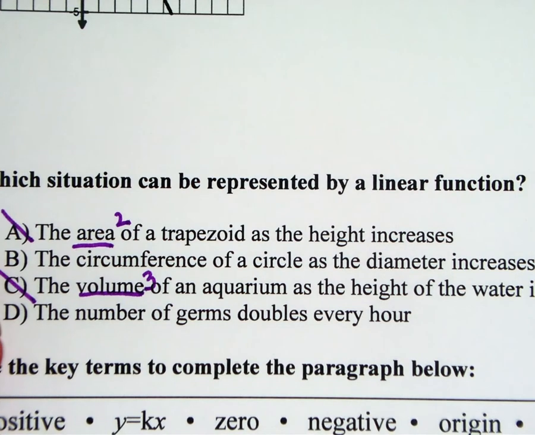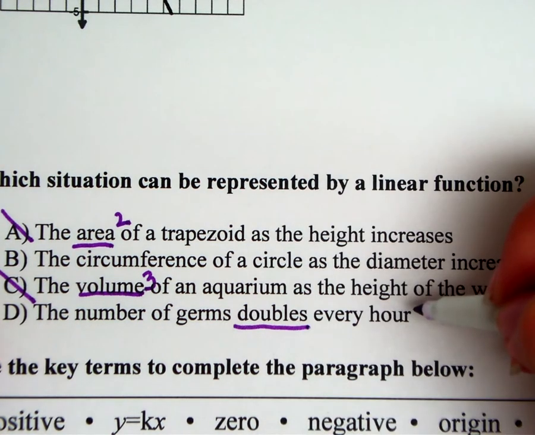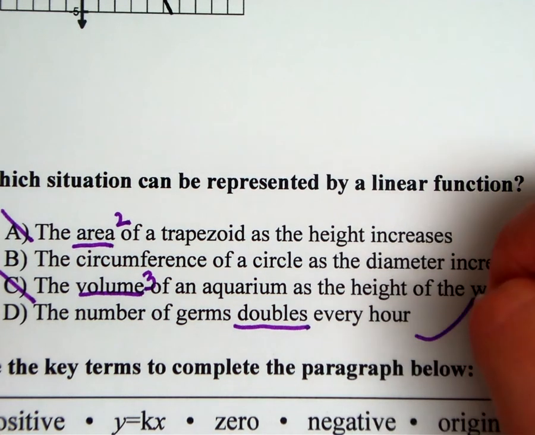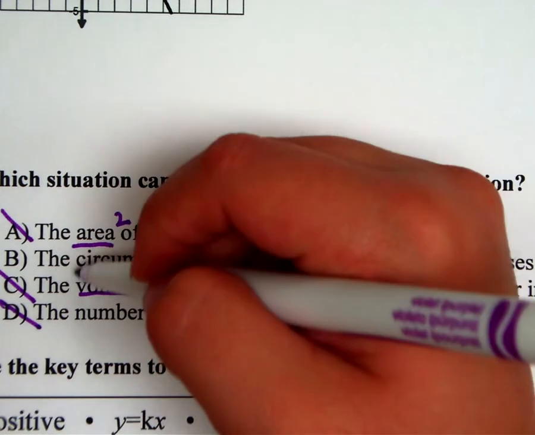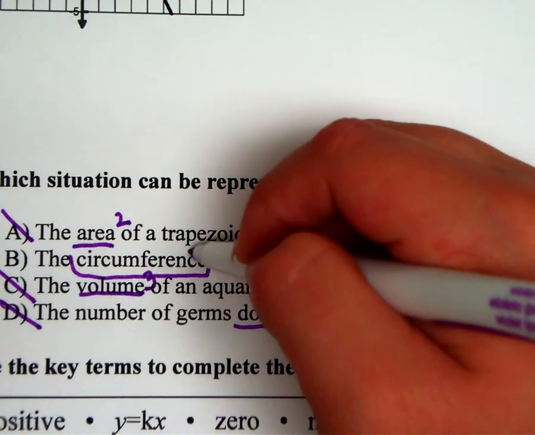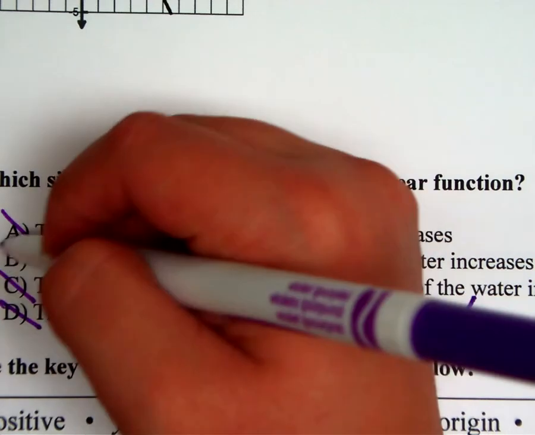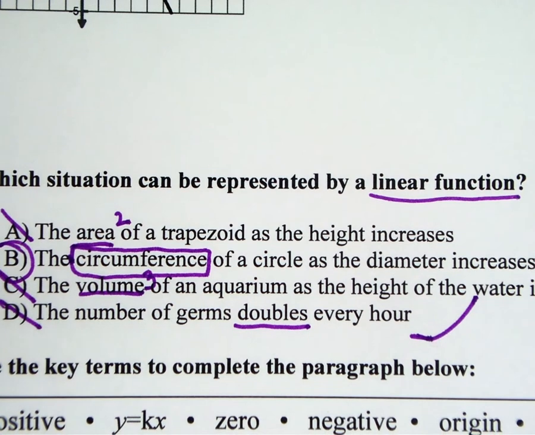So now we've narrowed it down to B and D. Well, the number of germs doubles every hour. Anything that doubles or triples or quadruples over time, that's going to be an exponential. So that's definitely not linear. And in that foldable, it told us that perimeter and circumference were key words to let us know that that would be linear. So you just got to know your words, got to know your definitions. Okay, guys? Look over your foldables.